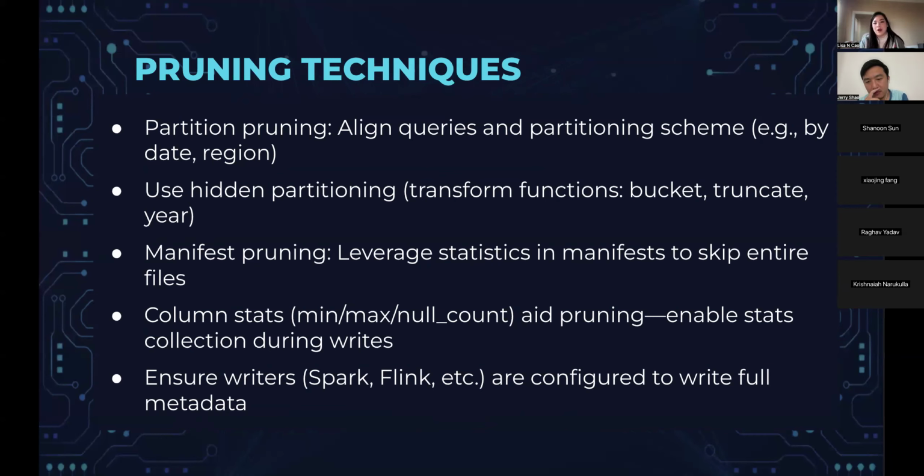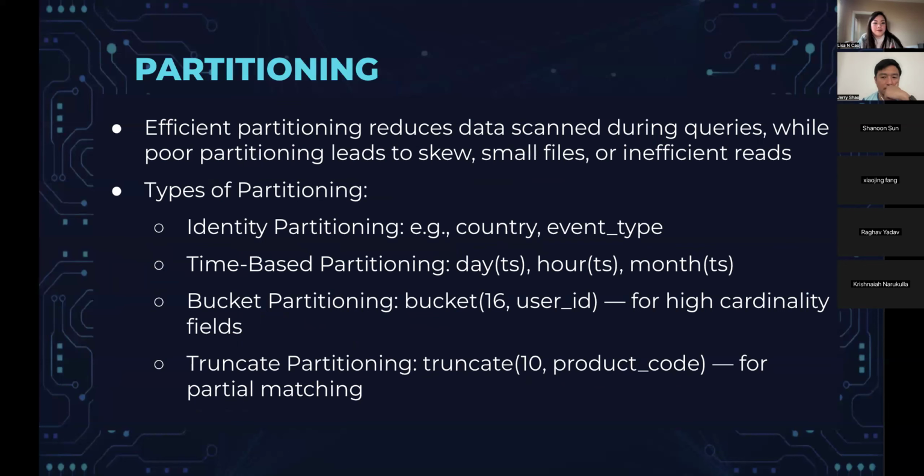So there's a few different options. You can prune by partition, for instance. You can also use a hidden partitioning scheme, or you can use manifest partition pruning, or you can use the column statistics as well. Generally speaking, this is really going to be up to you and what works best for your system.